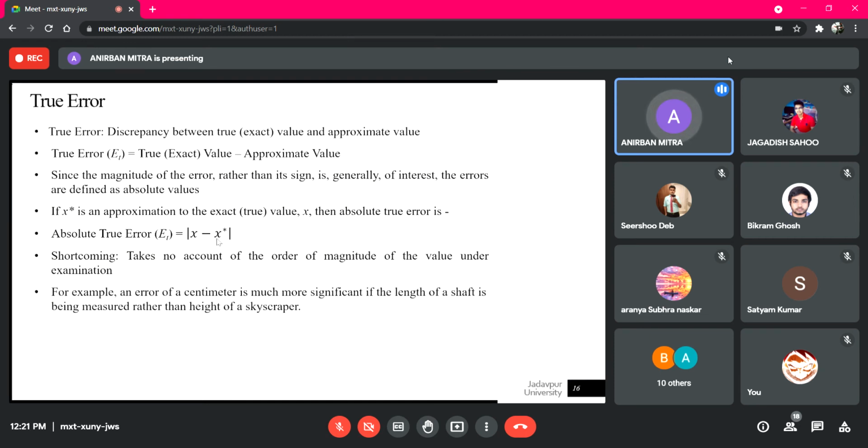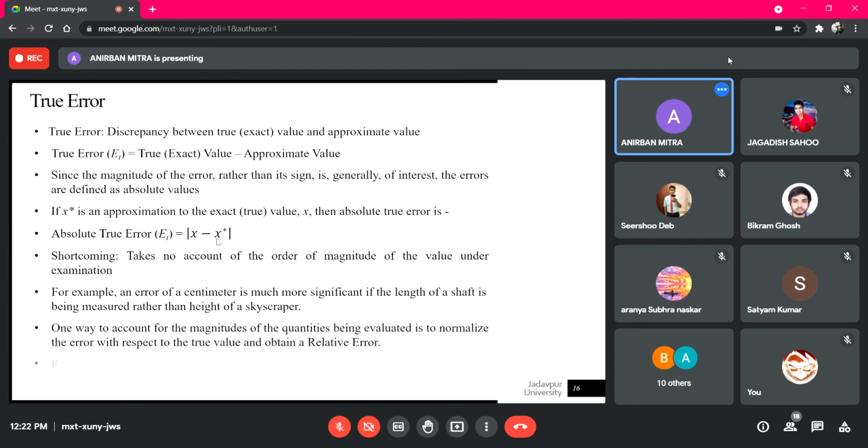And that is the problem with true errors, that it does not take into account the order of magnitude of the value under consideration. How can we rectify that? There is a way to account for the magnitude of the quantities being evaluated or measured, and that is to normalize the error with respect to the true value. And in that process, we obtain a relative error.